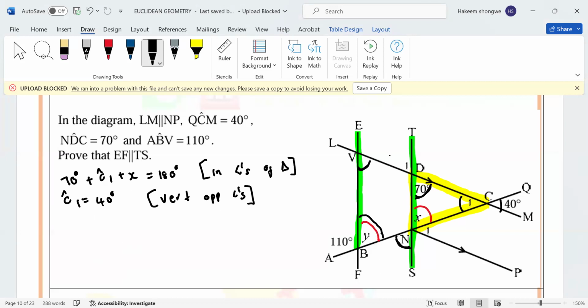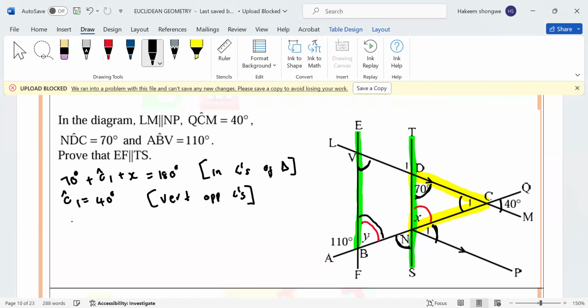Okay, which angles should I prove? Avoid getting angles that are not necessary. For example, N1. Let's look at N1. Even if I get N1, it doesn't help me. Like this angle here. Even if I get it, it doesn't help me. So avoid getting unnecessary angles.